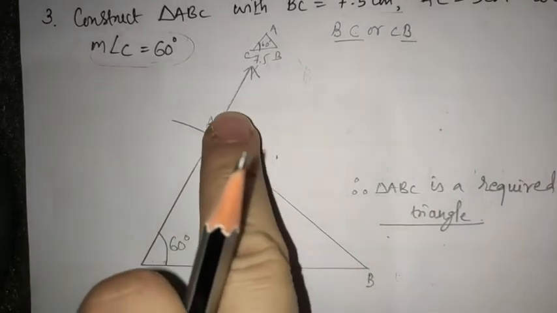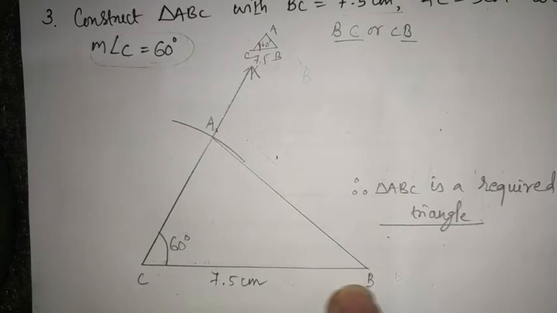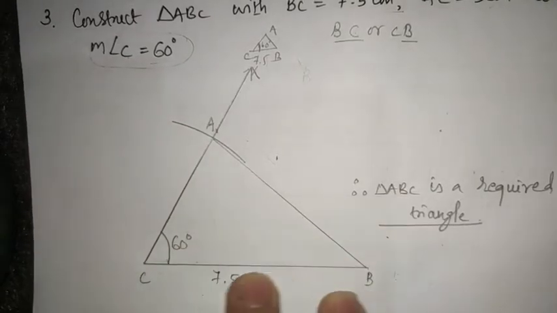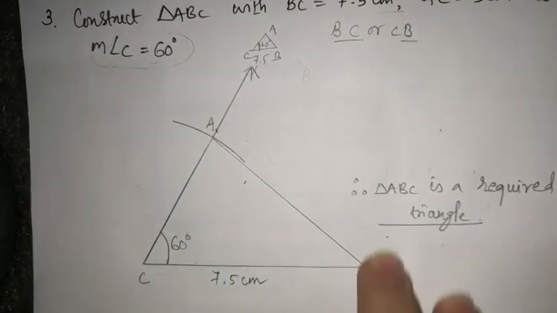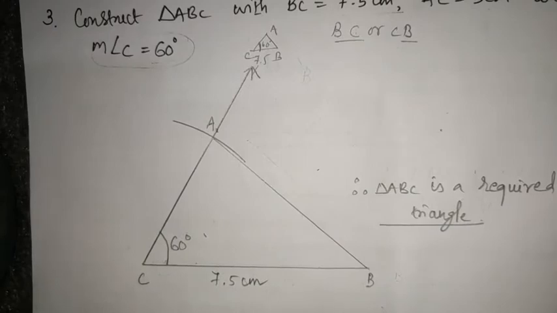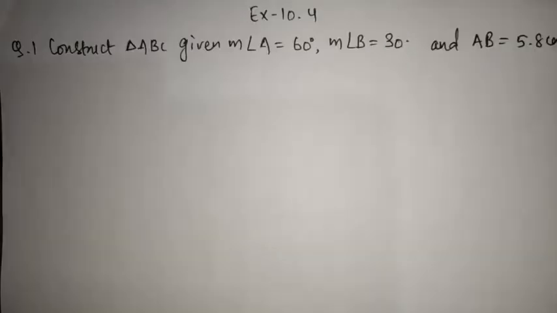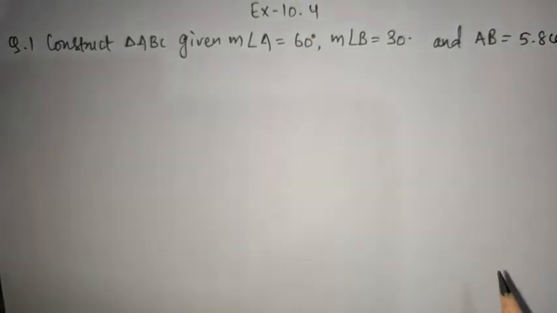So I chose, instead of BC, I chose CB. Both are correct, both are the same way. Okay, so this is the required triangle ABC. So let's proceed to question number 1 of exercise 10.4. So student, here we have the question number 1 of exercise 10.4.